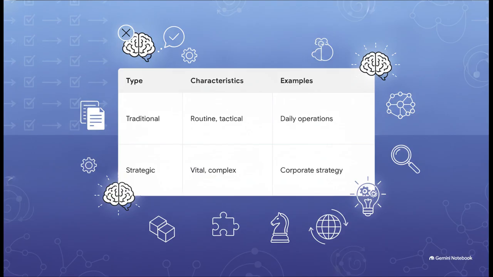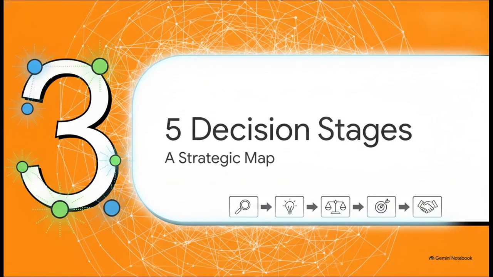Because, on the other hand, we have non-traditional or strategic decisions. These are vital, multidimensional, and often highly complex crises or corporate strategy shifts. You need to save your critical brain power, your deep research time, and your team's creative energy for these non-traditional decisions.